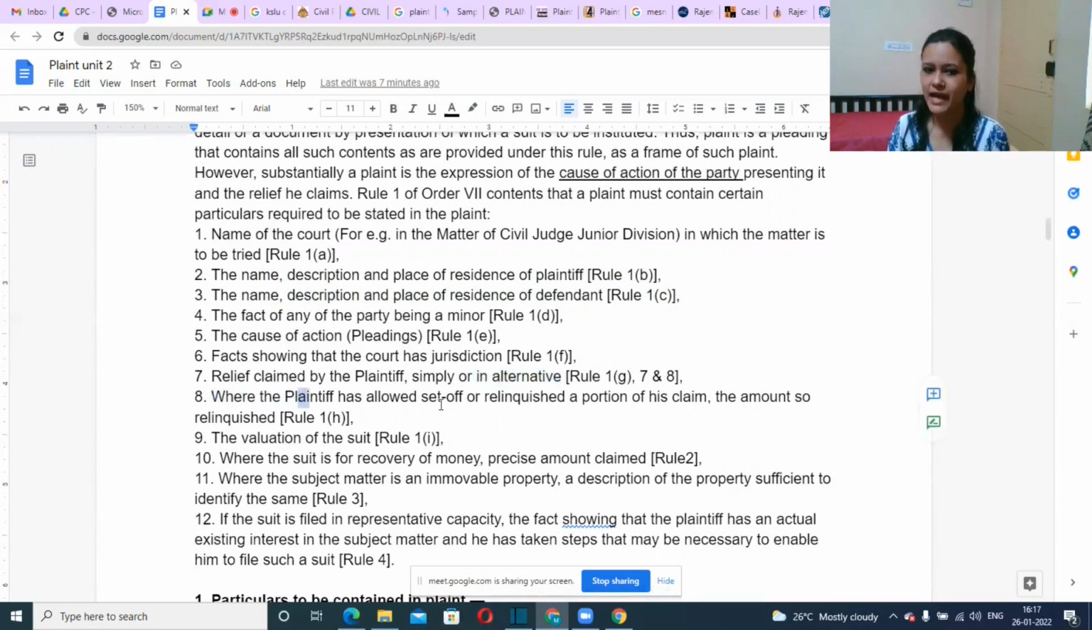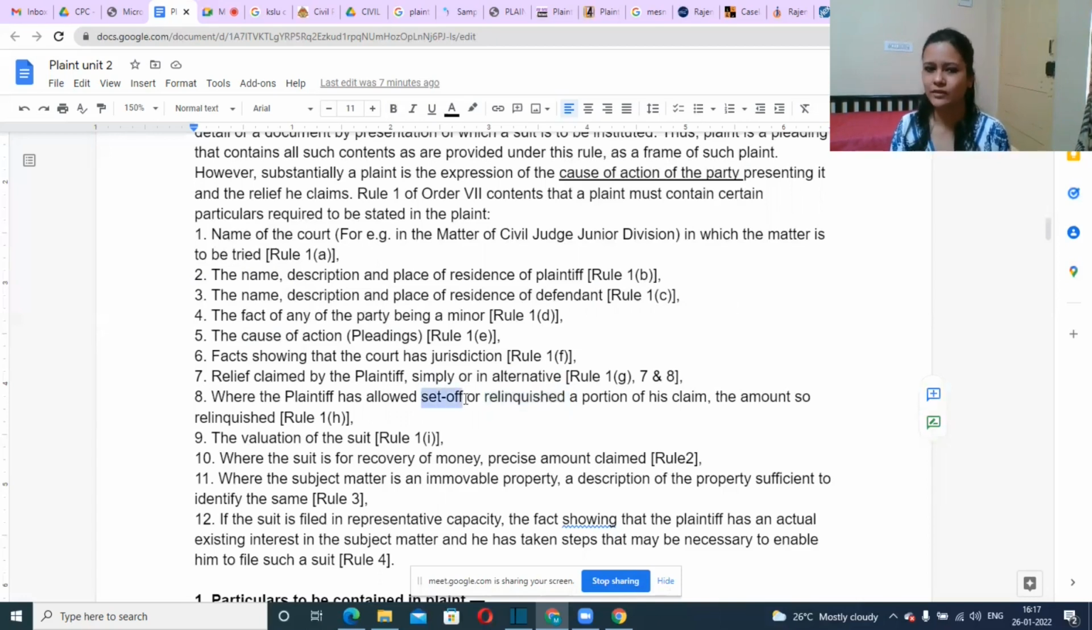Where the plaintiff has allowed a set off or relinquished a portion of his claim, the amount so relinquished. It may happen that someone has taken maybe 90,000 rupees from me, and I said that, okay, fine, the remaining 10,000 you need not pay, but 80,000 rupees I want. In that case, I have relinquished 10,000 rupees that was supposed to be paid. So that also has to be mentioned. The total amount was 90,000, but fine, 10,000 rupees I don't need, but the remaining 80,000 I need. So that has to be mentioned over here.